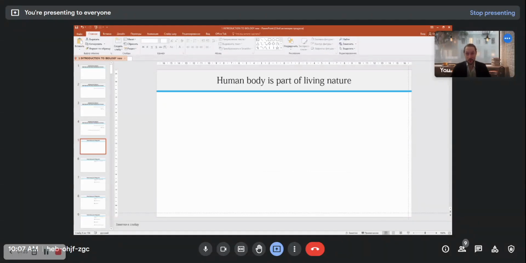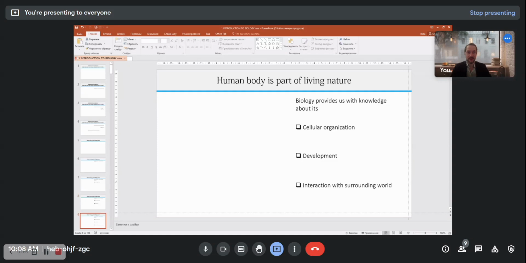And why do we need biology in medical education? First of all, the human body is part of the living nature, and knowledge about living nature will provide you with very important knowledge about the human body that you can use in your further study of subjects and in your professional career as medical doctors. So biology will definitely provide you with knowledge about cellular organization, about development, and about interaction of the human body with the surrounding world.